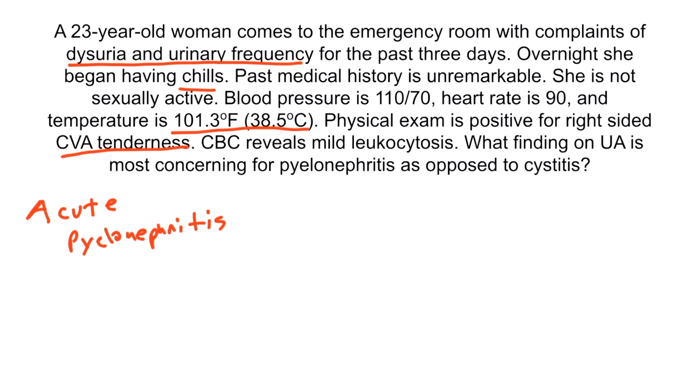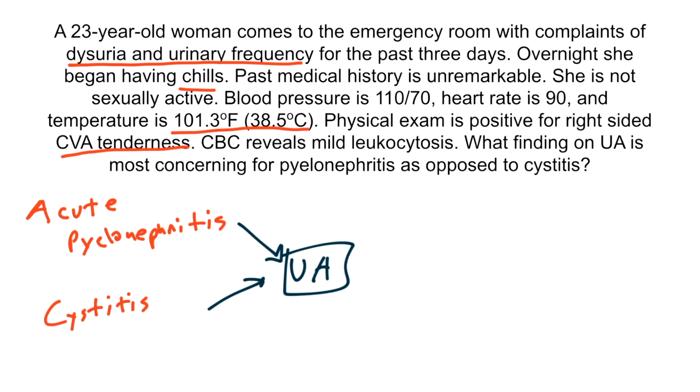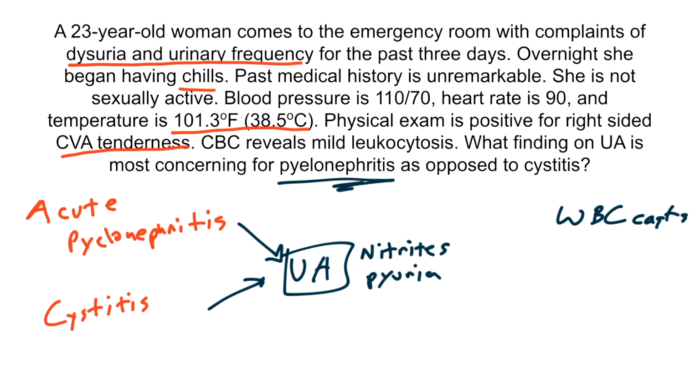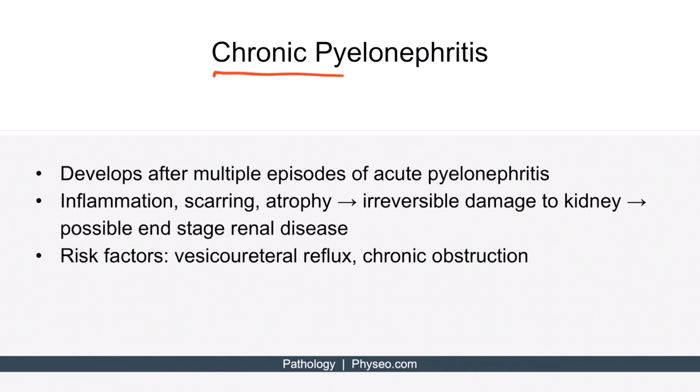And the question wants to know what finding on urinalysis would make you most concerned about pyelonephritis as opposed to cystitis. Now, pyelonephritis and cystitis would have very similar findings on urinalysis. For example, nitrites and pyuria. However, white blood cell casts are more specific to pyelonephritis. So what finding on urinalysis would make you think most of pyelonephritis? White blood cell casts.